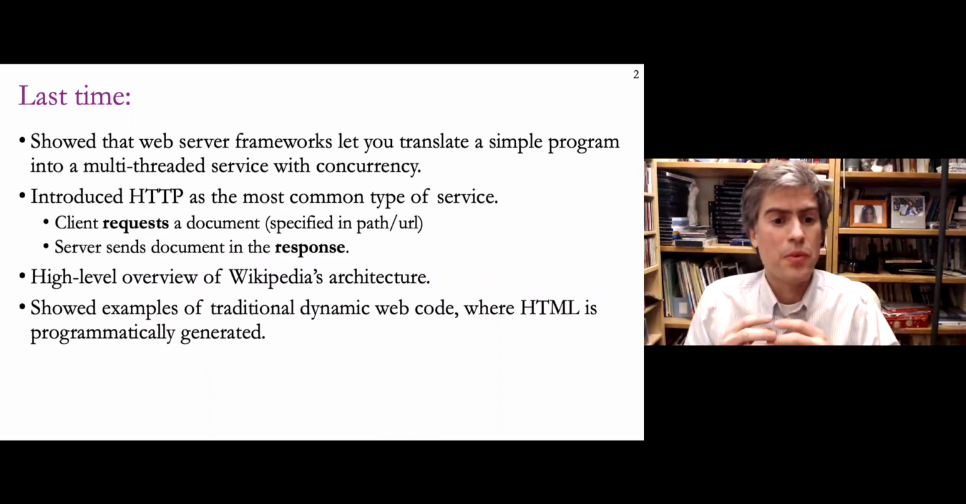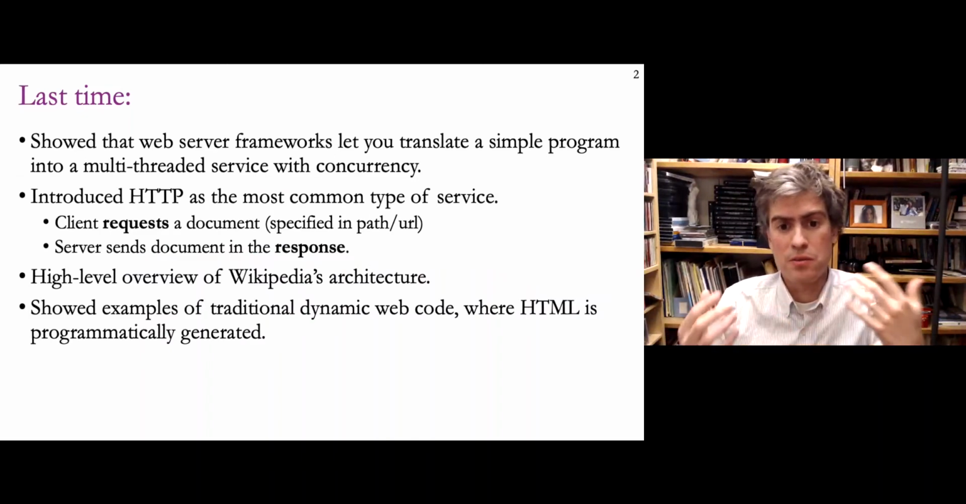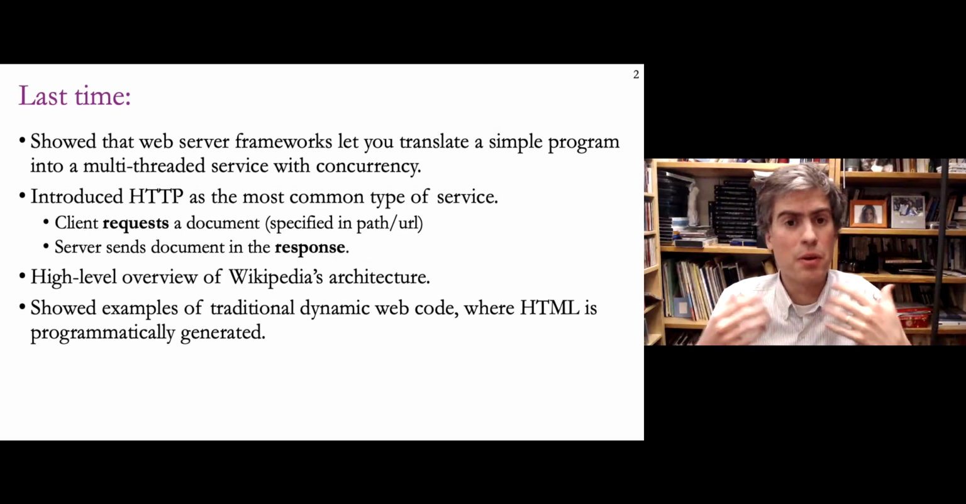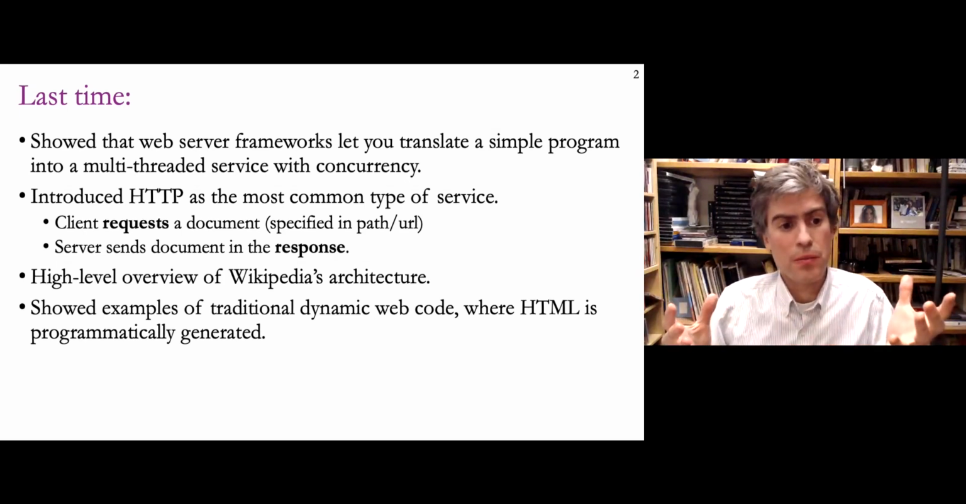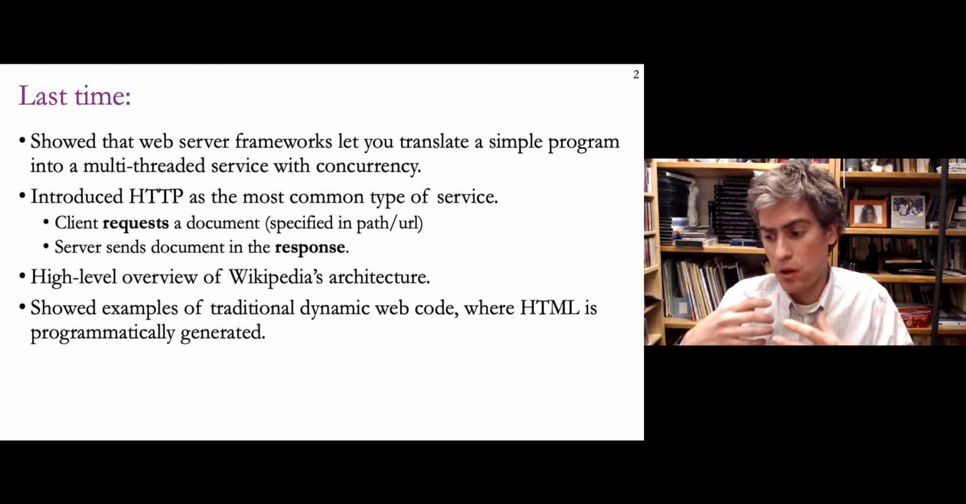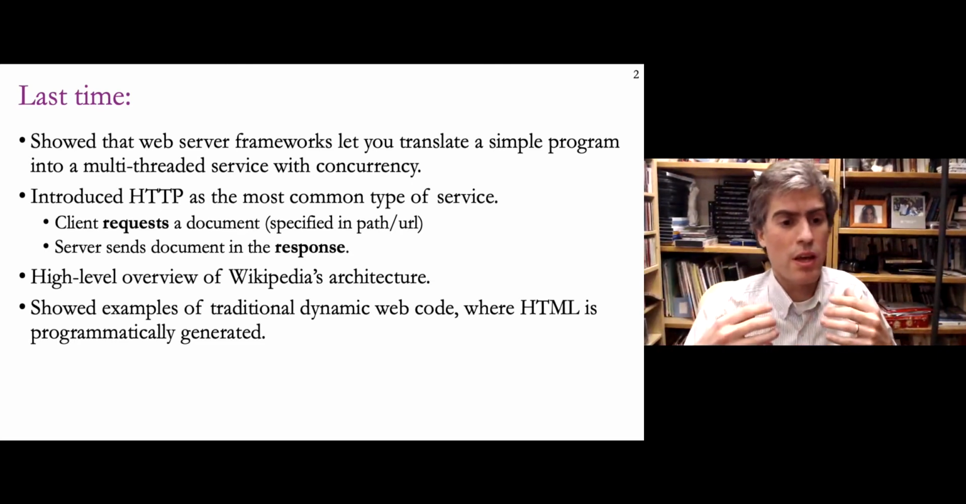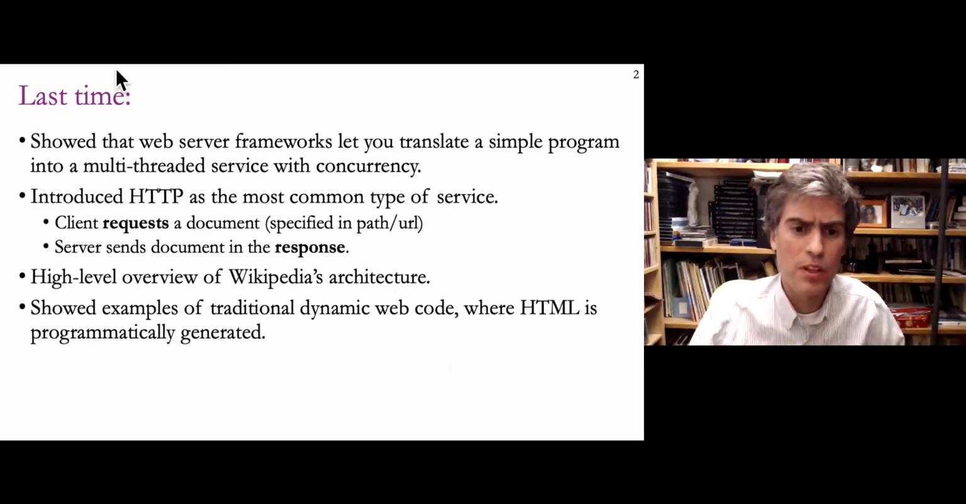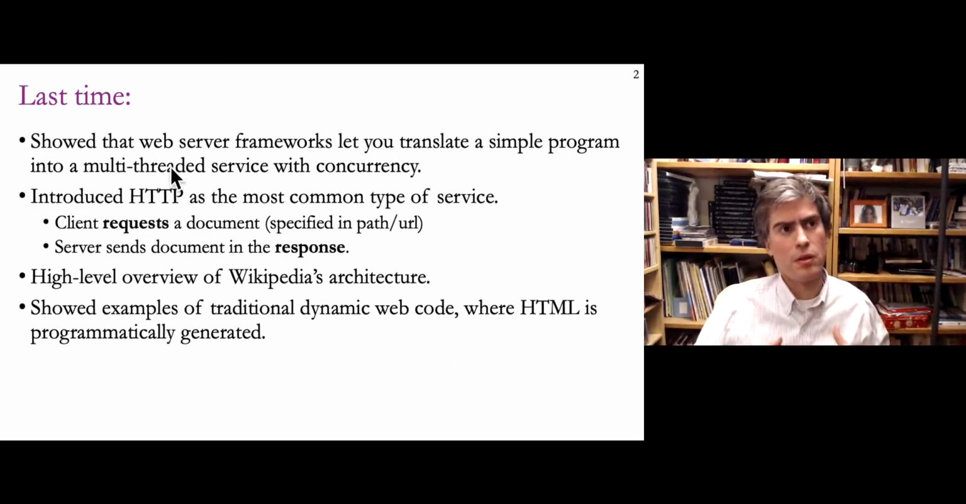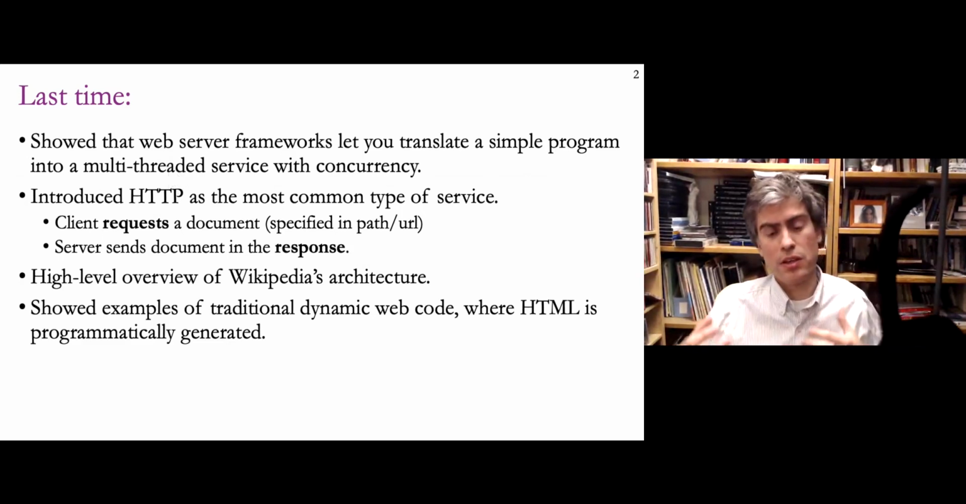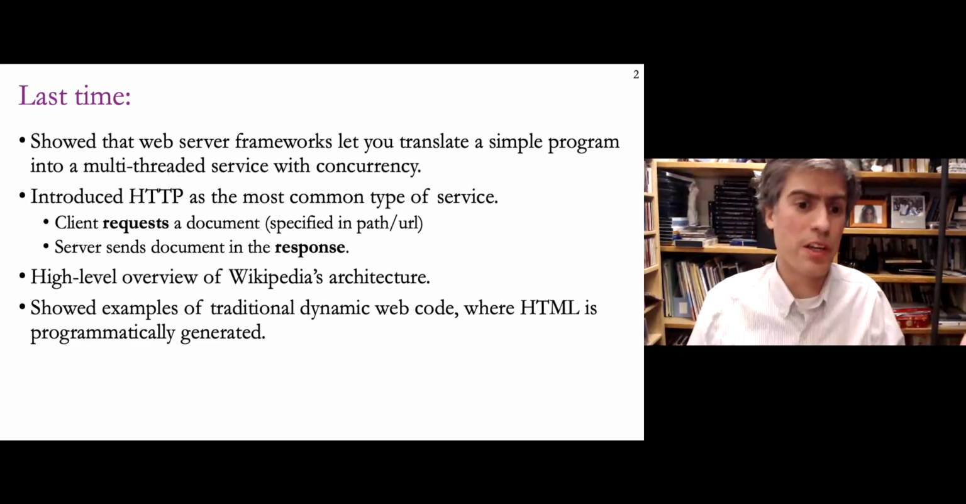Last time we talked about web server frameworks and dynamic web pages. We showed how we can build a framework that allows you to write an application to decide how to give responses to HTTP requests and deploy that within a web server that easily allows that code to be concurrently executed on a machine that has multiple cores.